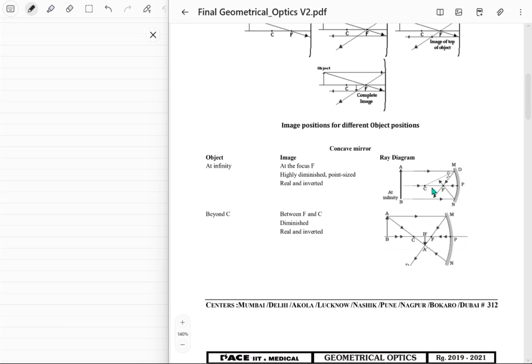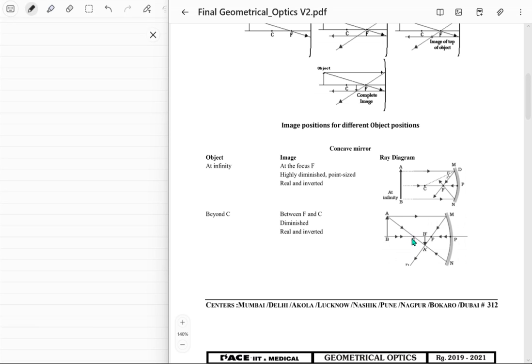And then when it's beyond C, so it's not infinity, but it's at some distance more than C, then it's going to form between C and F. Why does that happen? Once again, when it was at infinity, this could converge it to the focus, right? But now these are actually kind of like more diverging than usual, so it can't converge it enough. It will converge it to this point, but then why should it be inside of this curvature point?